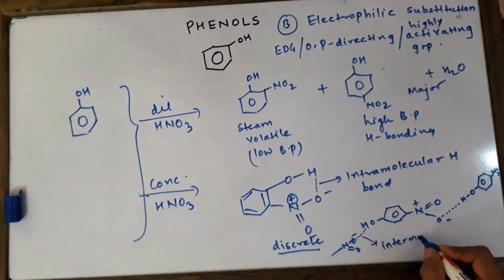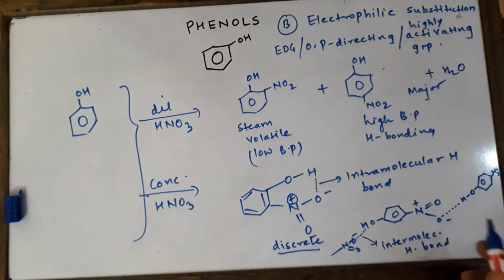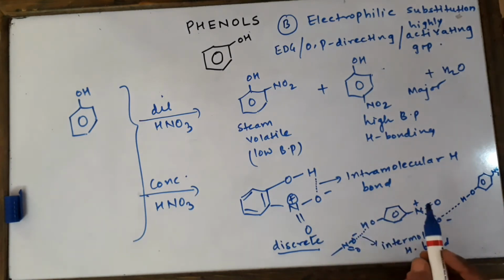Okay, and if you want to boil off this molecule, you will have to break these bonds, then only they will be boiling off. As a result, the boiling point of paranitrophenol is going to be very high as compared to orthonitrophenol. So the principle to separate the two isomers is distillation, or we can just say steam distillation would be the right word to use here.